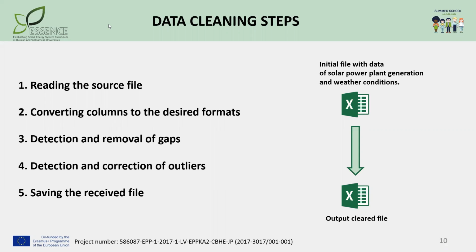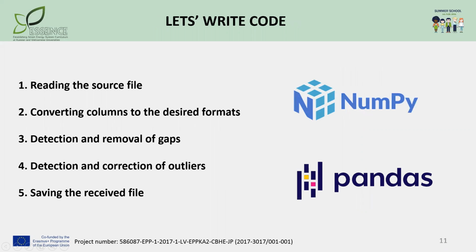In general, it consists of the following steps: reading the source file, converting columns to the desired formats, detection and removal or correction of gaps, detection and removal or correction of outliers, and saving the resulting file. These steps can be illustrated with the solar power plant dataset. The main Python library for processing tabular data is pandas.